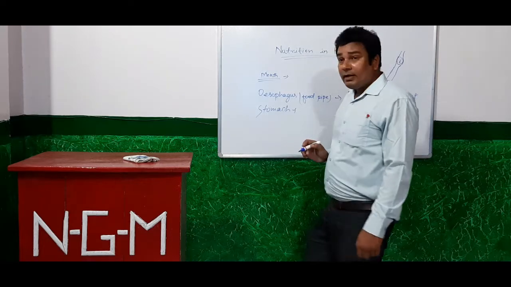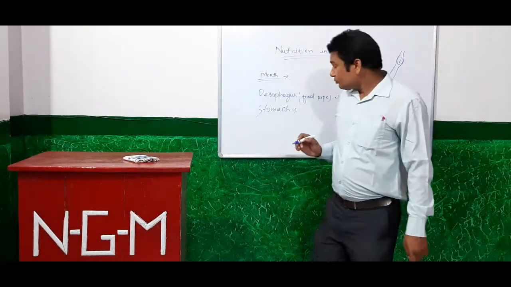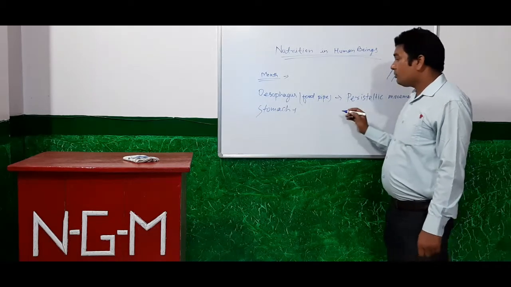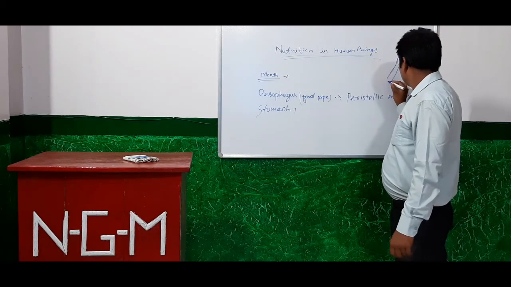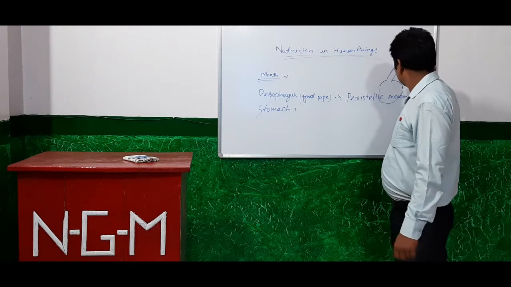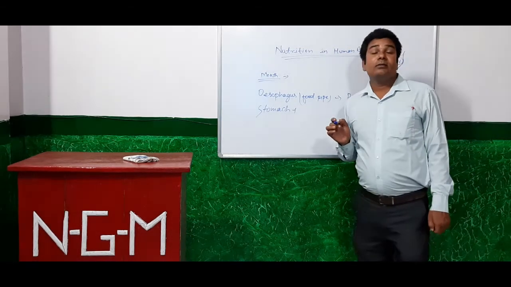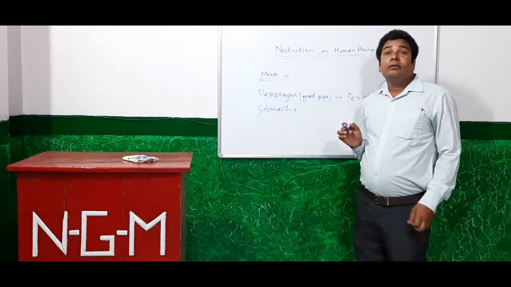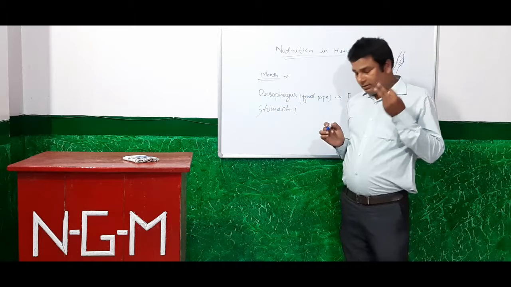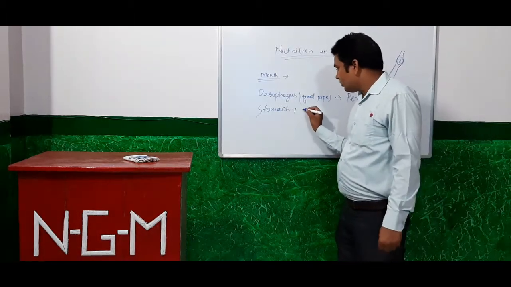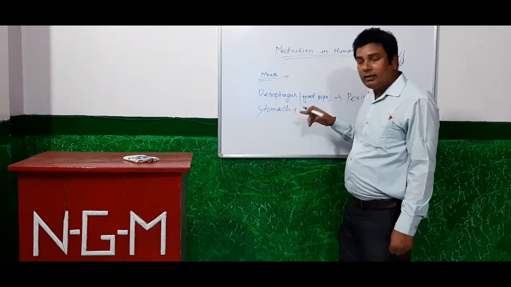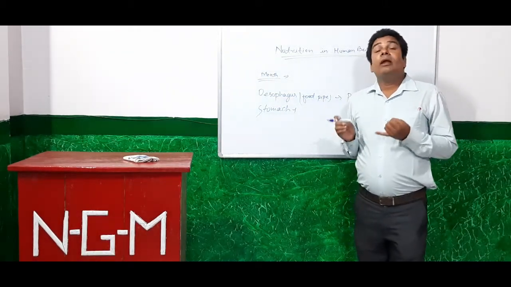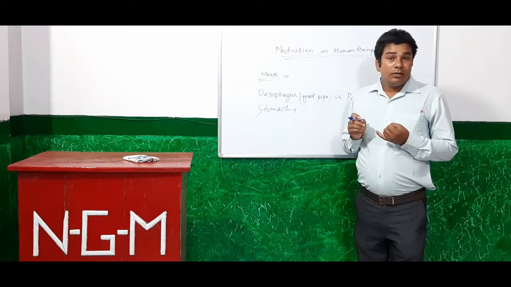In the stomach, many chemical reactions take place. The stomach wall contains some glands which secrete three essential substances. One is pepsin, which helps in the breakdown of proteins.